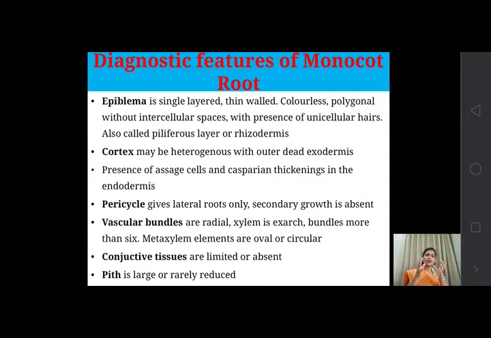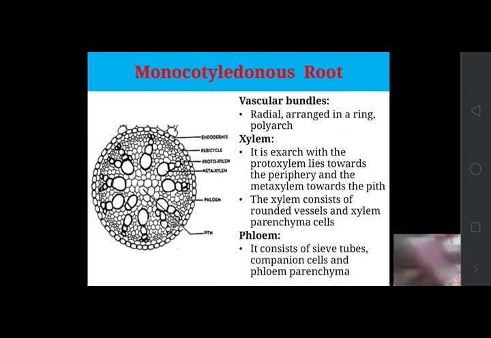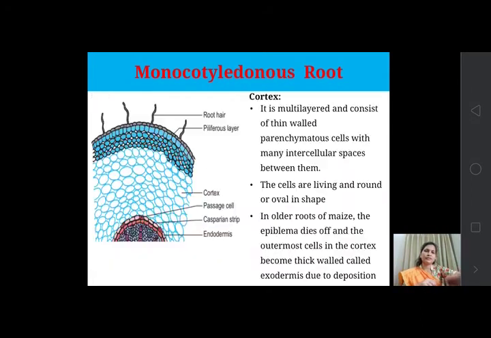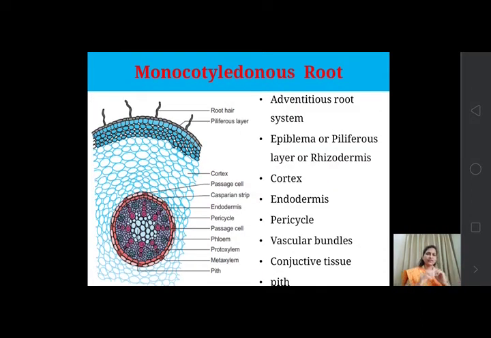Can you distinguish between the root of dicotyledon and the root of monocotyledon? First of all, this is the monocotyledonous root. Now remember the structure of the dicotyledonous root: the epiblema with unicellular hair is the same. But the cortex is homogeneous in the dicotyledonous sunflower root.